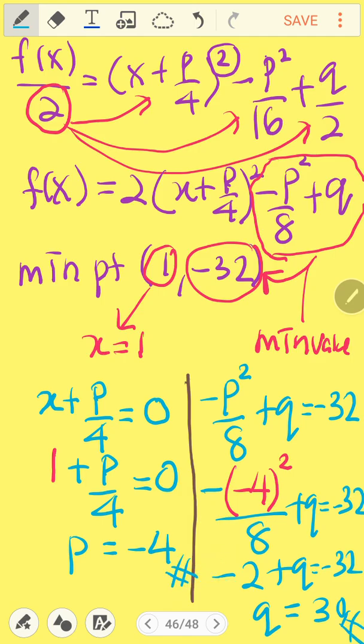I hope you will look upon my video, and if you don't understand, you can replay the video so that we can have a better understanding in quadratic function.